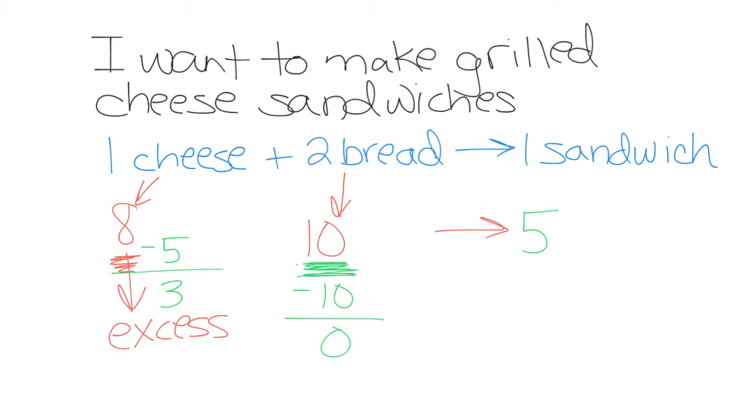So notice how the one with less is not always the limiting reactant because the coefficients do matter. So in this case, my bread would be my limiting reactant. Cheese would be left over in excess. I'd have 3 pieces left, and I would make 5 sandwiches.